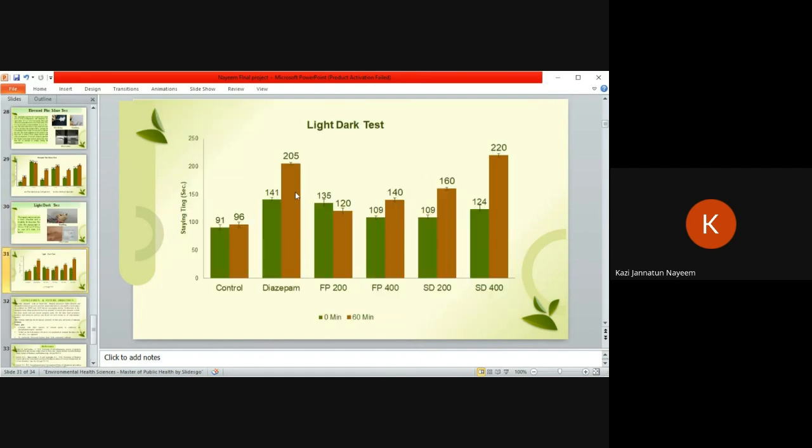This is the graphical presentation for the light dark test. This is the control. Here is no extract. All other chemical compounds remain on this, and this is the standard. This is the fruit pulp. I counted at 0 minute and 60 minute. In the previous one, you can observe that I mentioned 0 minute, 30 minutes, 60 minutes, 120 minutes. But in the light dark test, I counted 0 minute and 60 minute. And here is the graphical presentation for 0 minute and 60 minute. We can observe that the extract of seed shows the more prominent activity, 220, in comparison to fruit pulp.